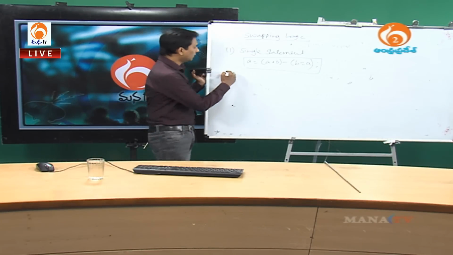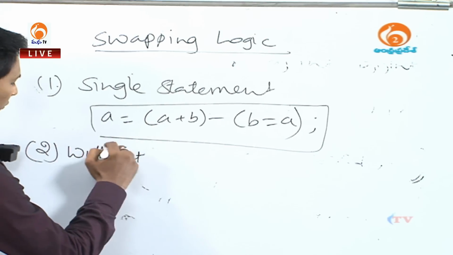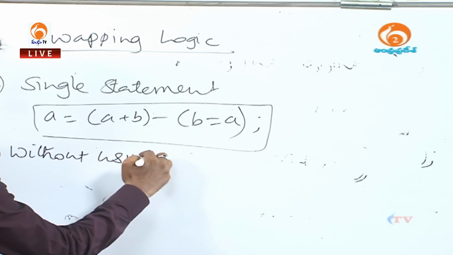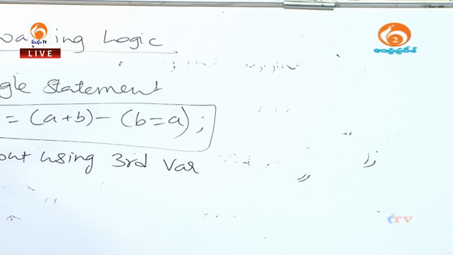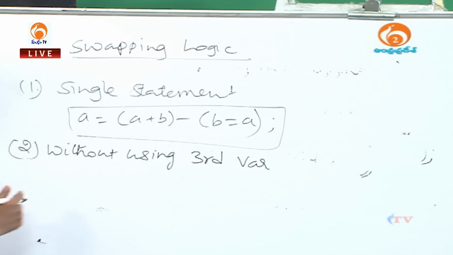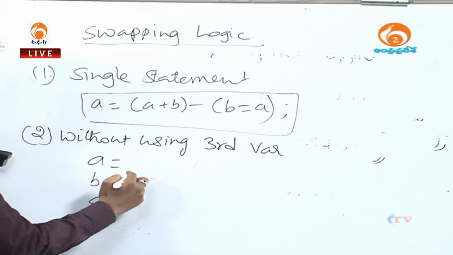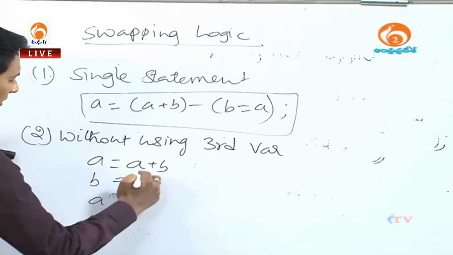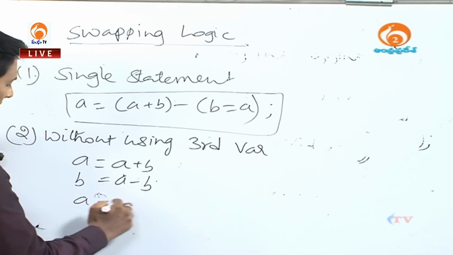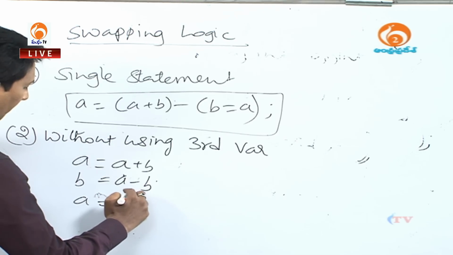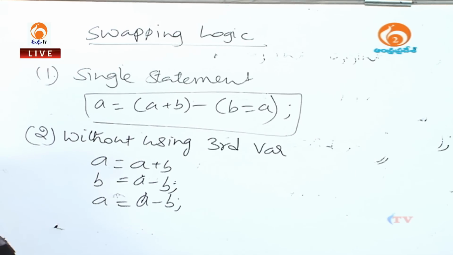Next, without using a third variable, only two variables, A and B. A is equal to A plus B, B equal to A minus B, and then A equal to A minus B. Okay, these are the two.